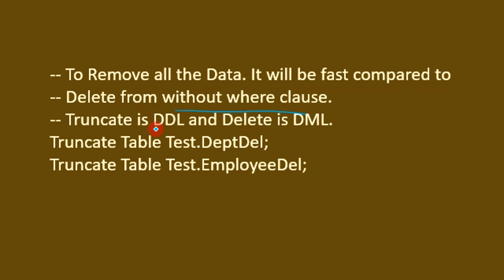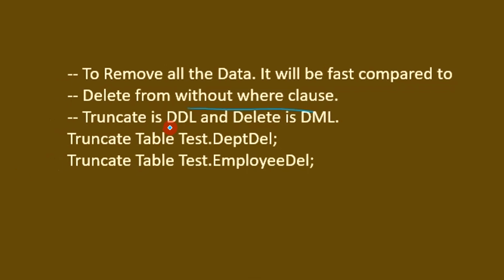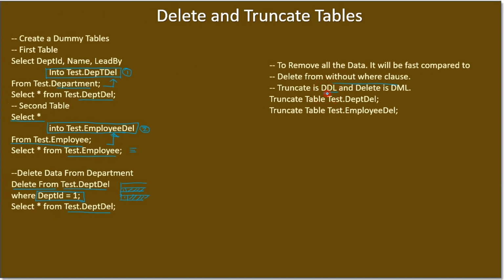So truncate is actually a DDL, data definition language, and delete is a data manipulation language. In this manipulation you can pick specific records and delete those. But in the case of truncate, we will delete all the content from the table. All the content, in the sense, all the records will get deleted.